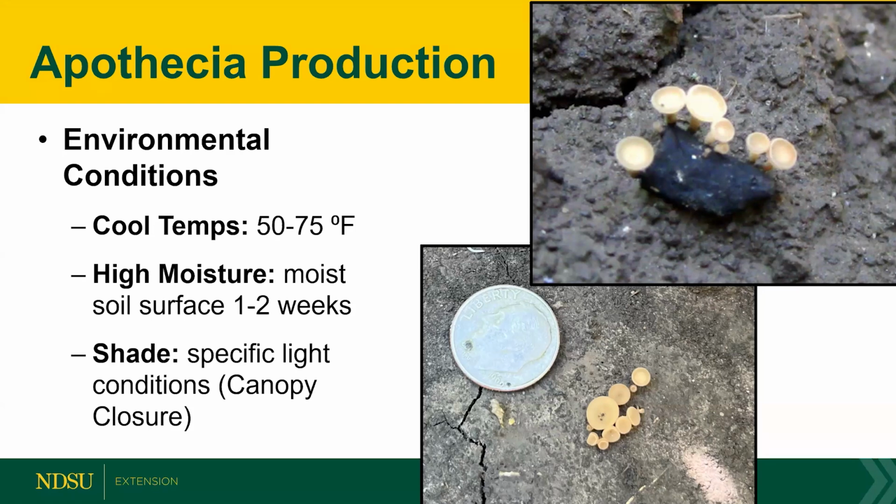And then we also need very specific light conditions. And these light conditions are oftentimes occurring when we get canopy closure. So when canopy closure is occurring, that's when these apothecia are going to form. If we don't have canopy closure yet, these apothecia are not going to form. And this is very important when we're going to talk about management, especially with fungicides. So remember that point.